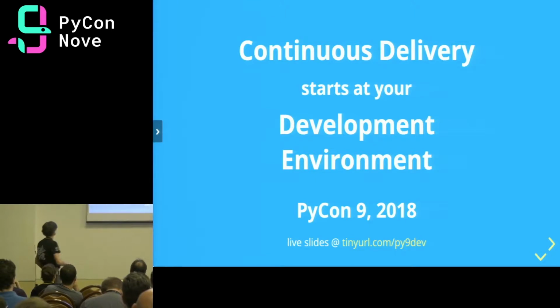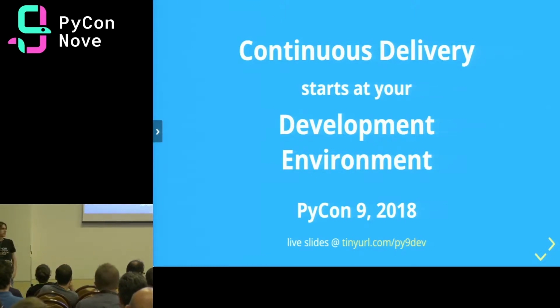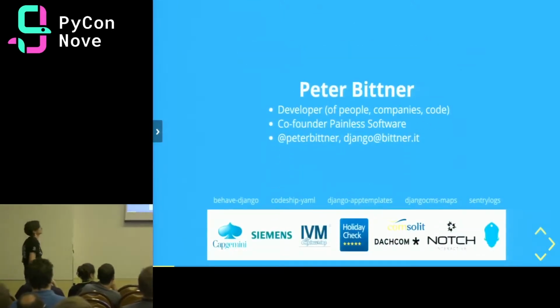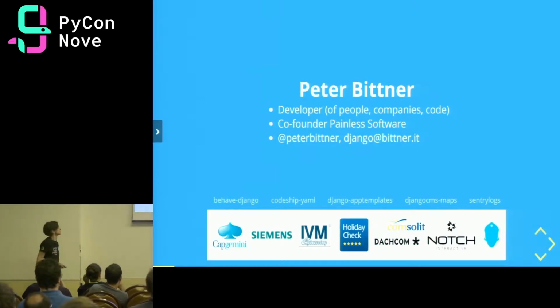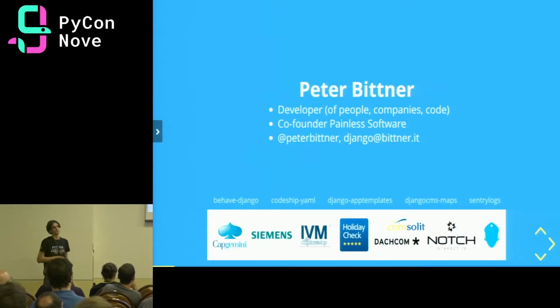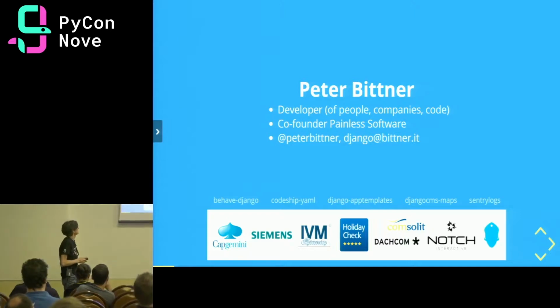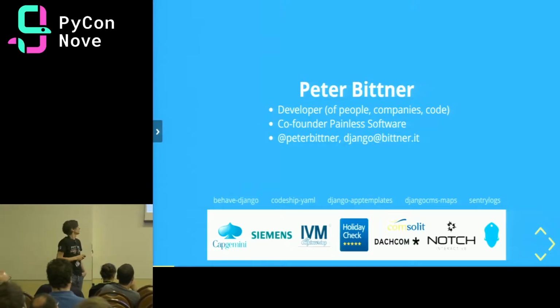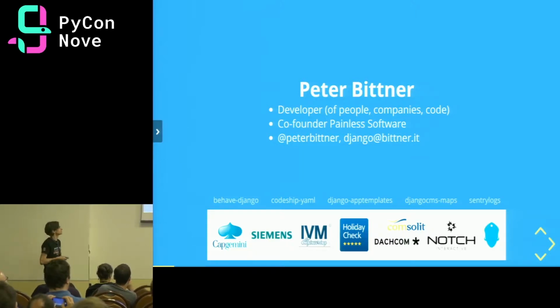So who am I? My name is Peter Bittner. I am a developer of people, companies, and code. I run Painless Software and a couple of free and open source projects. I've listed them here, and I've got a few more. And I've worked with a couple of very nice companies. A few of them I have here as the logos.